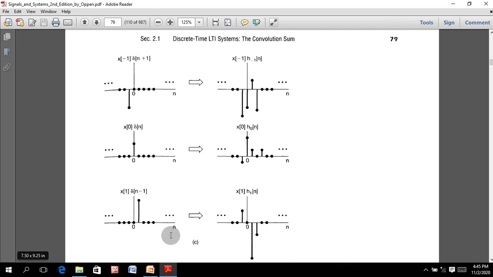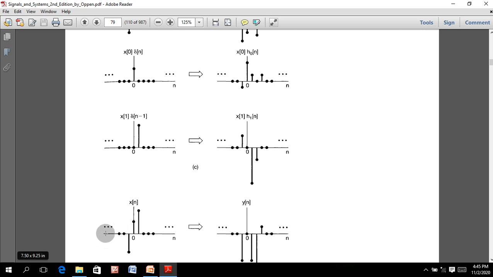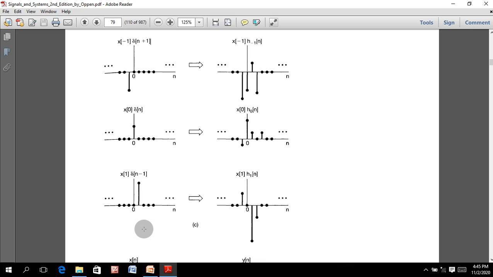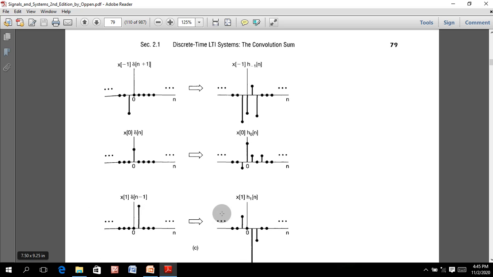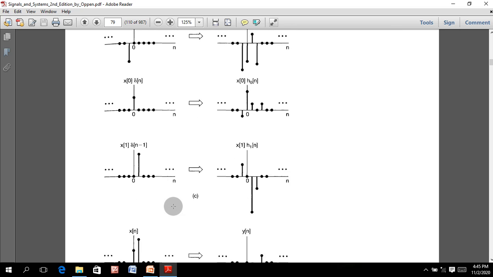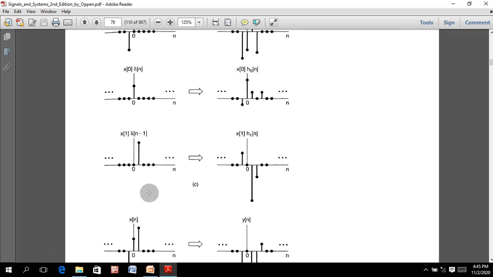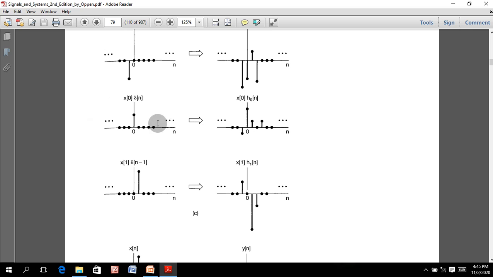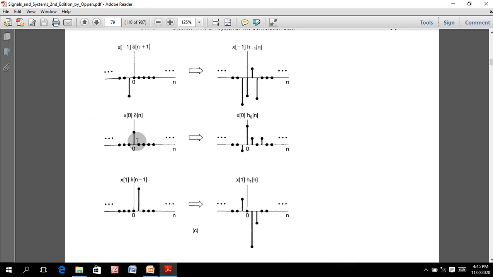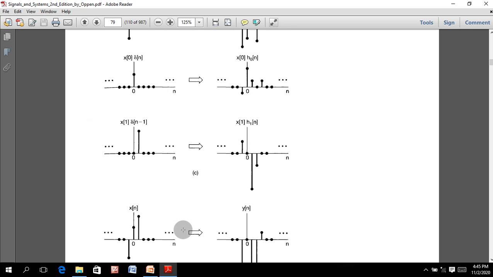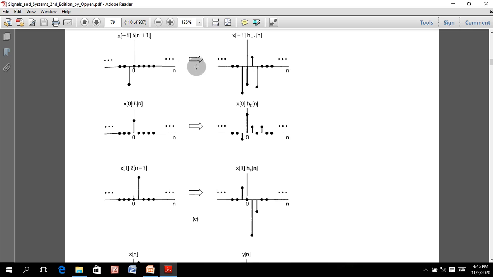Three different signals. The x of n is a signal that has been written here in three different parts. We just decompose the whole x of n, this discrete time signal, into three different parts.